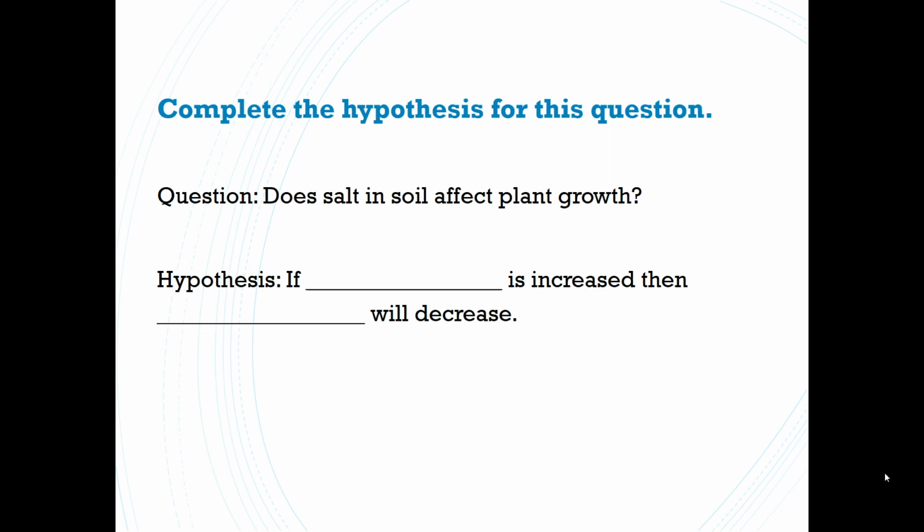So the thing that we would be controlling is the salt in the soil, because plant growth would be our results. Plant growth being our results is going to be our dependent variable, which comes after the then. So if salt in the soil is increased, then plant growth will decrease.